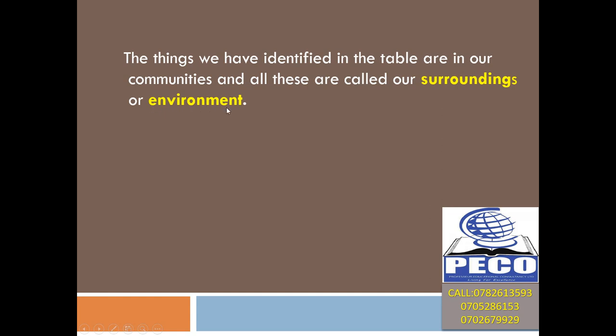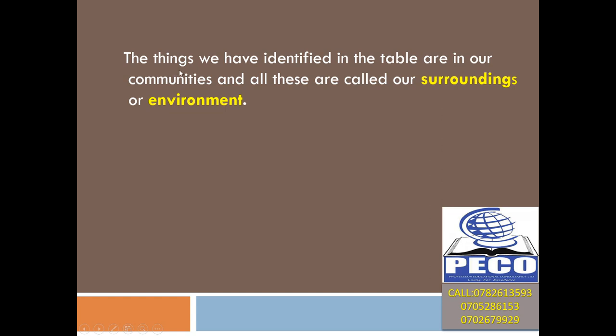So this environment can be local, in the smallest village you come from. This environment can be in an area, for example a district, or a village, or a country. This environment can be the world. So things that surround us are what we call the environment, and we've seen that these things are of two types. They are the natural things and the man-made things.